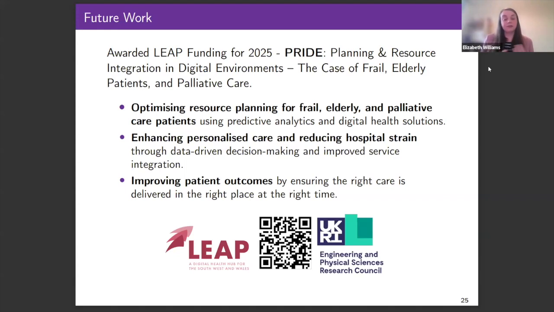The idea of this project is to optimize resource planning for frail and elderly and palliative care patients using predictive analytics and digital health solutions. We can enhance personalized care, reducing hospital strain through data-driven decision-making and improved service integration. And then we really want to improve patient outcomes, ensuring the right care is delivered in the right place at the right time. We had our kickoff meeting this morning, which went really well, so we're looking forward to where this work is going to take us.